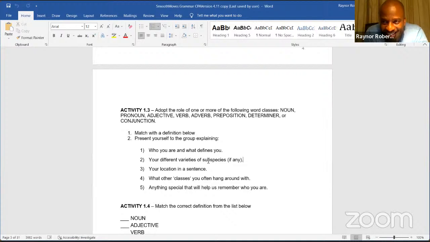Dynamic, non-linear, your different varieties of subspecies. Just remind me of something. Determiner and conjunction. Conjunction is like "and," yeah.